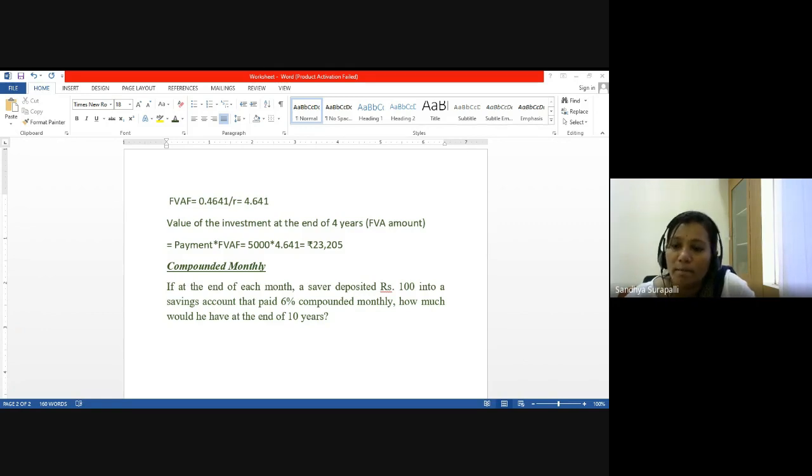But here, compounded monthly means every month they will calculate interest. So he is depositing 100 at 6%. The first month he will get 6 rupees, and that 6 rupees will be added to 100. Then in the second month they will use 106 to calculate and add. Third month, like that, every month they add back the interest and calculate the future interest, for the 10 years given.